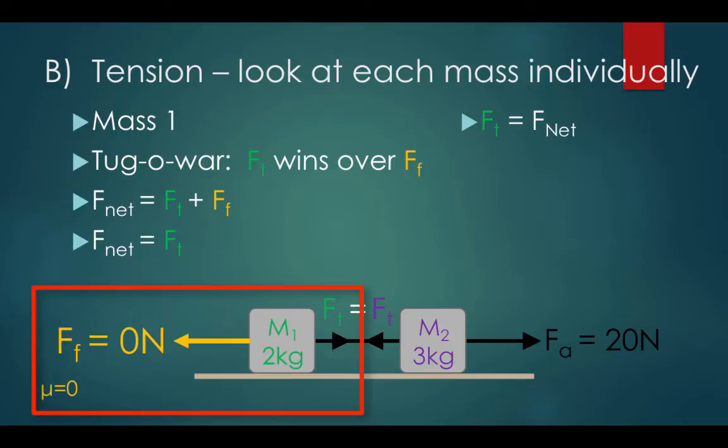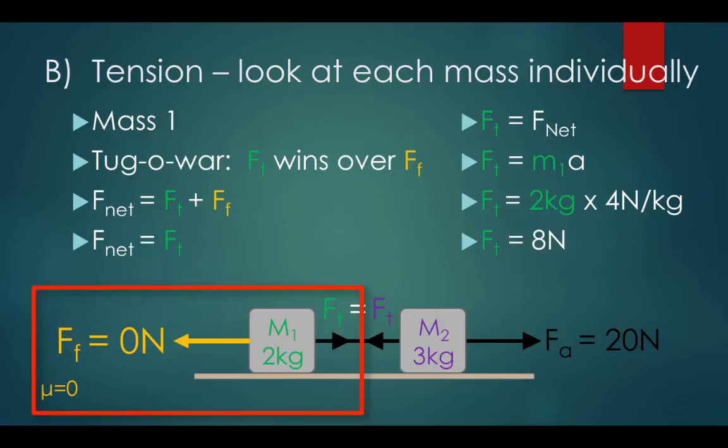Remember, the formula for net force is mass times acceleration, which makes it force tension equals mass 1 times acceleration. Force tension equals 2 times 4 newtons per kilogram, which we had just calculated earlier. Force tension is 8 newtons. Force tension on the wire at mass 1 is 8 newtons to the right.